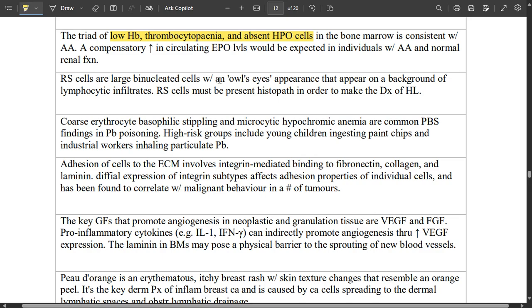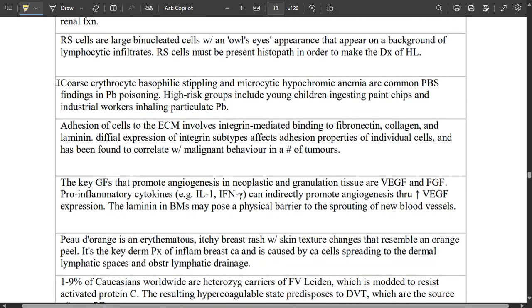So in any sort of lymphoma or leukemia, if there is a background, then the background is usually of leukocytes or lymphocytes. So lymphocytic infiltrates appear in the background, while Reed-Sternberg cells, the characteristic cells of Hodgkin's lymphoma, appear dominantly.